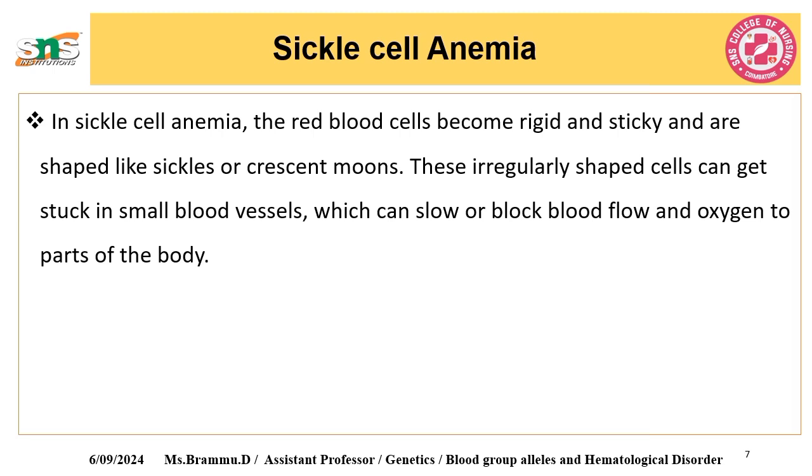So, what is sickle cell anemia? In sickle cell anemia, the red blood cells become rigid and sticky, and they are shaped like sickles, or we call it a moon-like pattern. These are usually irregularly shaped, and because of their shape, they easily get stuck in the blood vessel, which is going to slow down the flow of blood or block the blood. And due to the blockage, the tissues are deprived of oxygen.